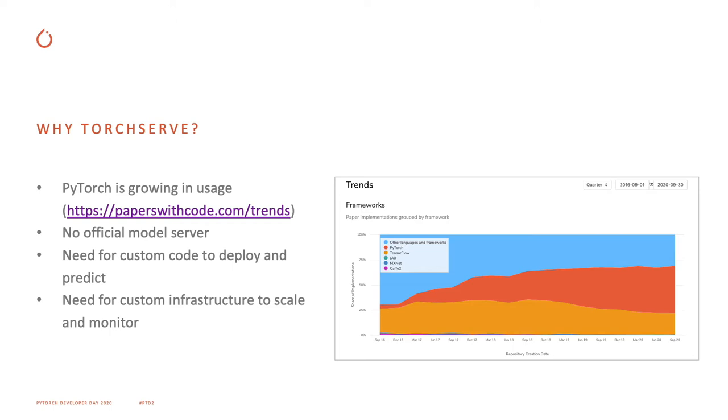Having said that, there has never been an official model server for PyTorch, like we see for some other frameworks. PyTorch developers today need to write their own custom code when they want to deploy their models for prediction. And oftentimes, they also need custom infrastructure to scale and monitor what is happening with their served models. So there was no standard infrastructure to monitor usage or performance statistics for the models that serve predictions. We saw these as developer pain points and developed TorchServe to address them.